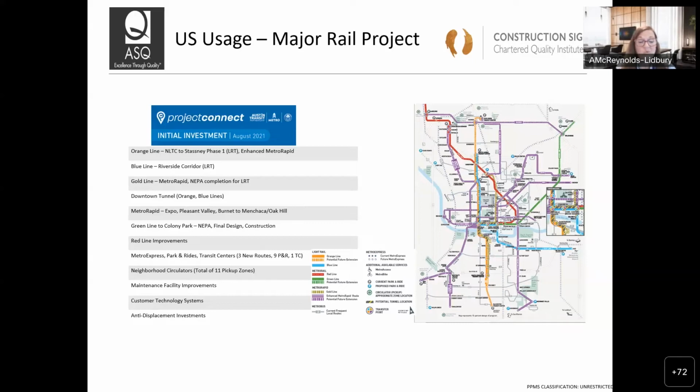We have multiple park and rides that are under design. We have a maintenance facility, as you can imagine, that needs to go with those orange and blue light rail lines, and then the maintenance and operating facility. So you can see by all of that, the lines on that mapping, what constitutes the rail program and its Project Connect overall. It's a significant investment for Austin. It's a significant investment for this region.